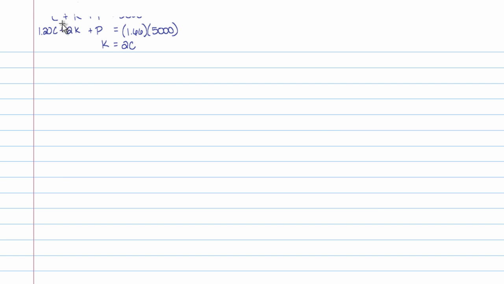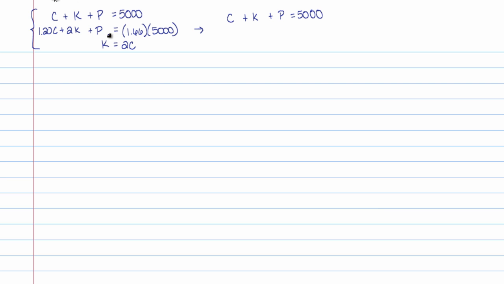So I bring us to a new page here so that I can do my work up here. First thing I'll probably do is write these in standard format. So in other words, I'll rewrite, I have c plus k plus p is equal to 5,000. The second equation, I will clean up a little bit.